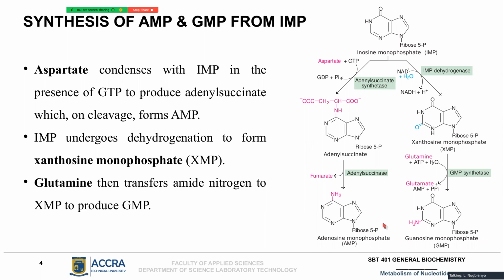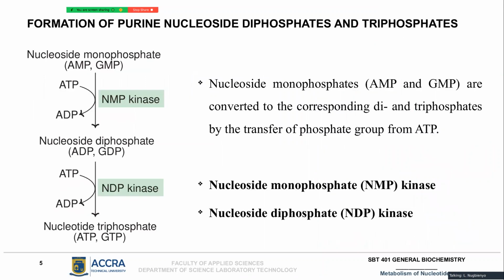Now, you have adenosine monophosphate, you have guanosine monophosphate. So that means you now have the purine nucleotides, both of them, adenosine monophosphate and guanosine monophosphate, which you find in the nucleic acids. All right, now going forward, the formation of diphosphates and triphosphates.